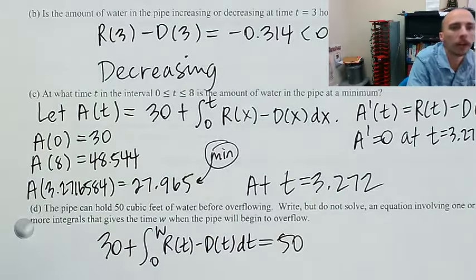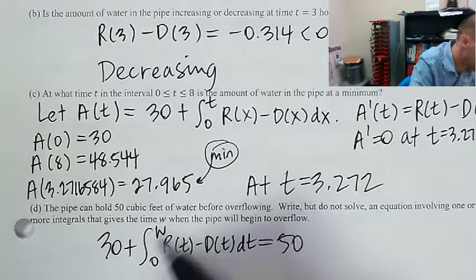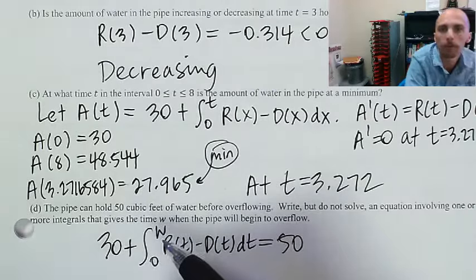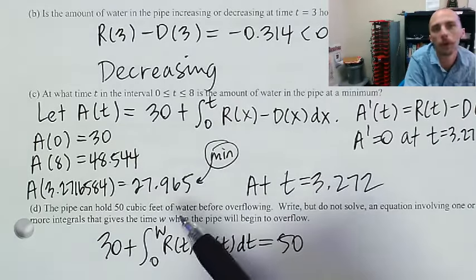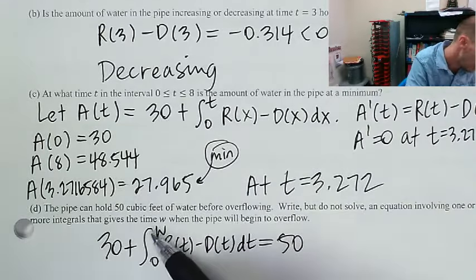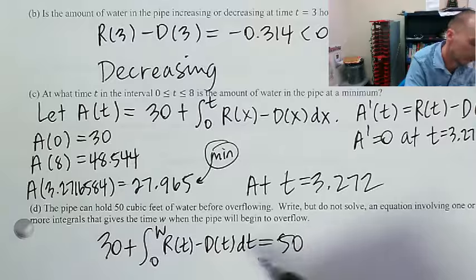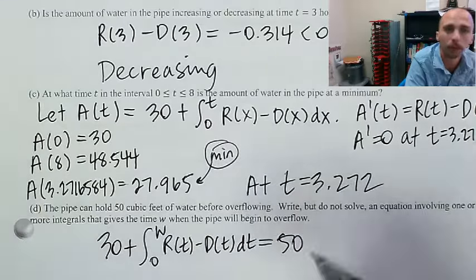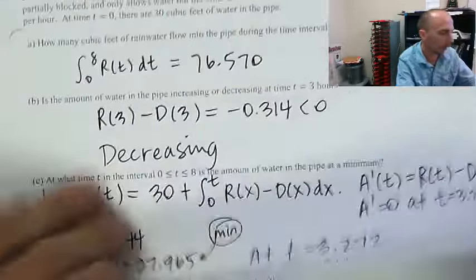Okay, I might just write it like that. And you can use t if you want, if you're going to just call the upper bound w, and that's the thing I'm interested in solving. Then all of a sudden t is not committed anymore, and you can use it there. But if you wanted to say the integral from 0 to w of r of x minus d of x dx equals 50 when added to 30, that's cool too. All right, let's move on.